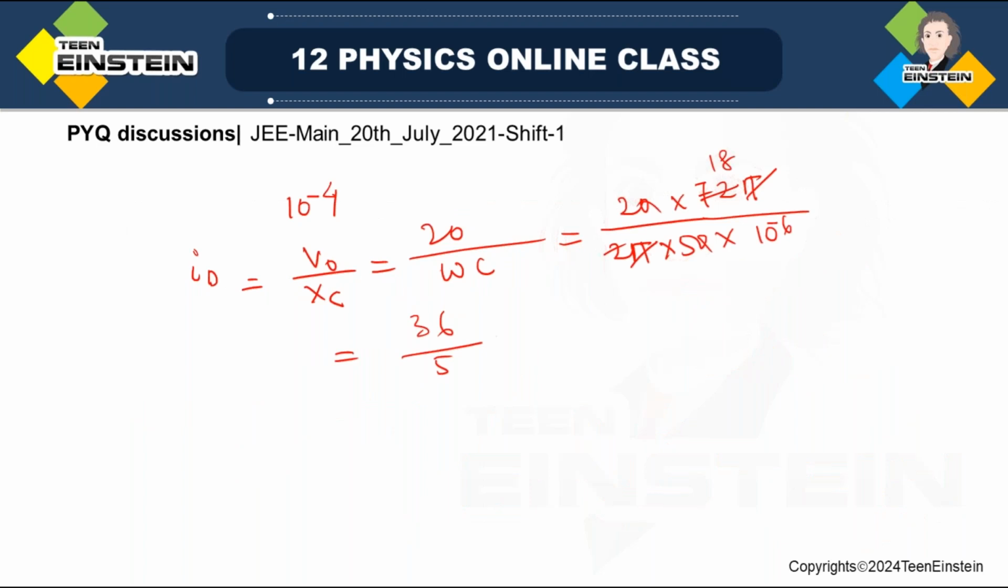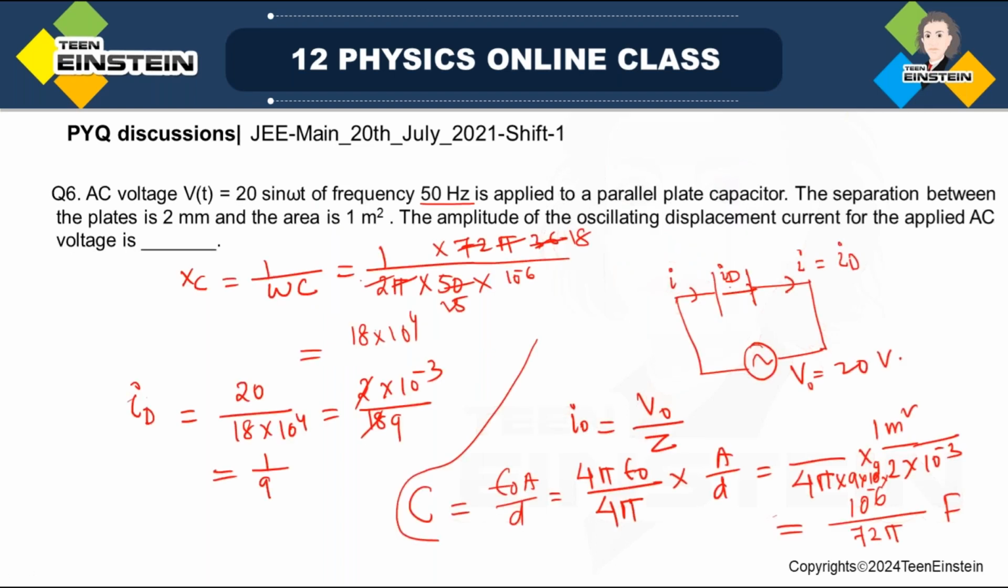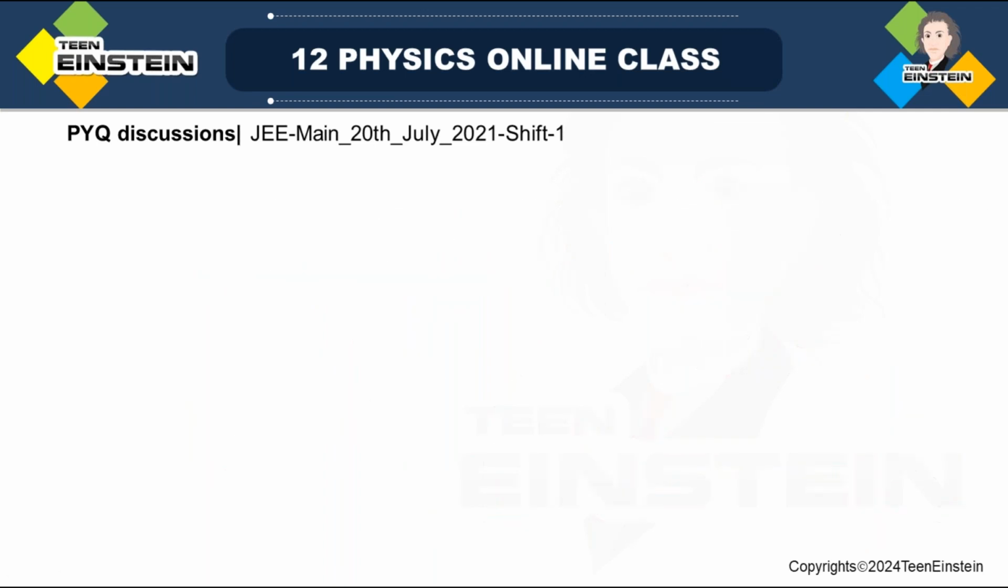Okay, let me go ahead. What we are getting. Somehow I'm getting the order different. Okay, let me just do this once again. Let us do this once again. See, let us find out what is C. C is epsilon naught A by D. I'll multiply 4 pi. Okay, this is A by D.